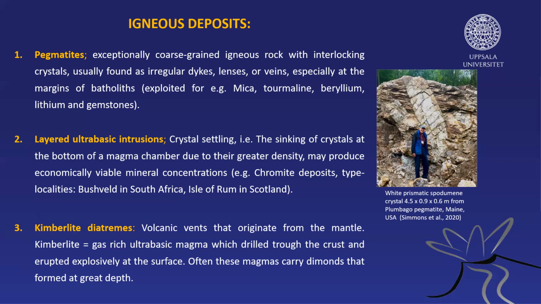So pegmatites, it's a coarse-grained igneous rock with interlocking crystals, usually found as irregular dikes. That means basically a big slab of volcanic rock or magmatic rock, cross-cutting all the other rocks and geological formations. We can find also pegmatites as lenses or veins, especially at the margins of big magmatic intrusions. That's batholith.